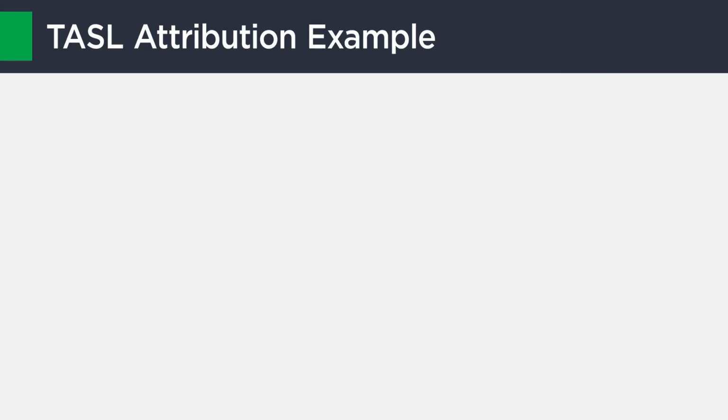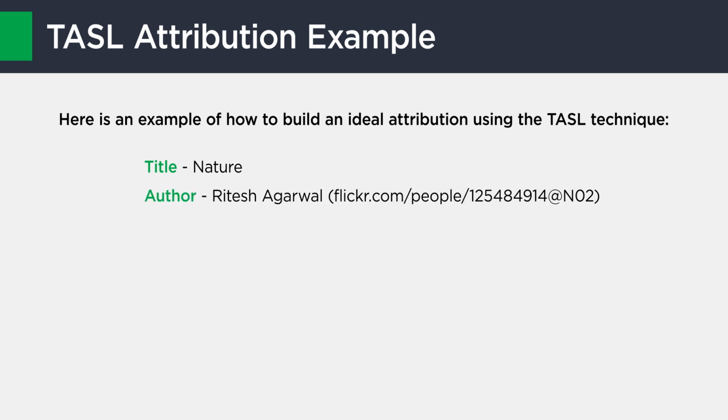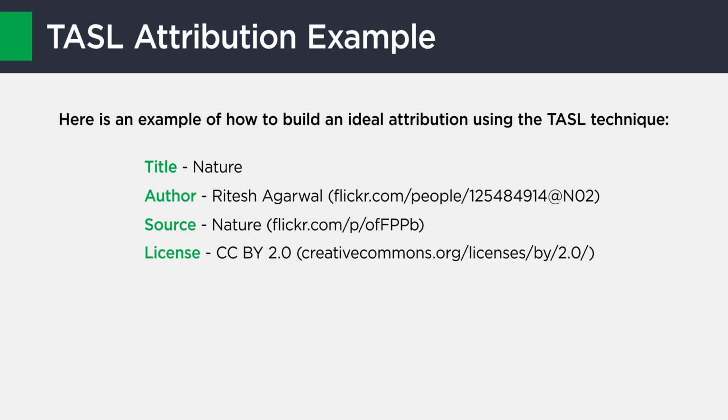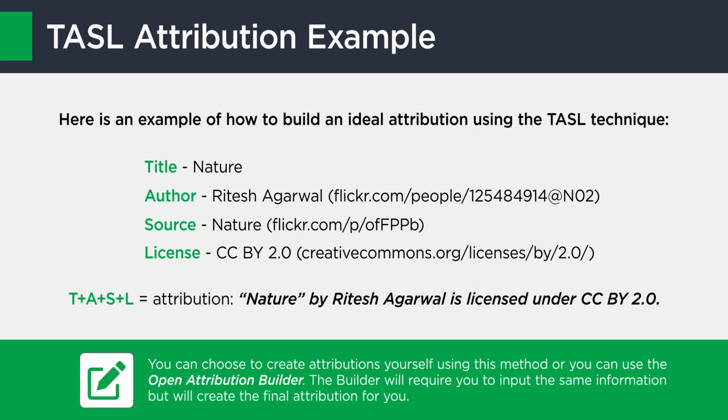TASL attribution example. Here is an example of how to build an ideal attribution using the TASL technique. The title is Nature. The author is Ritesh Agarwal. The source includes the URL on Flickr. The license is CC BY 2.0. The attribution becomes Nature by Ritesh Agarwal is licensed under CC BY 2.0. You can choose to create attributions yourself using this method, or you can use the Open Attribution Builder. The builder will require you to input the same information, but will create the final attribution for you.